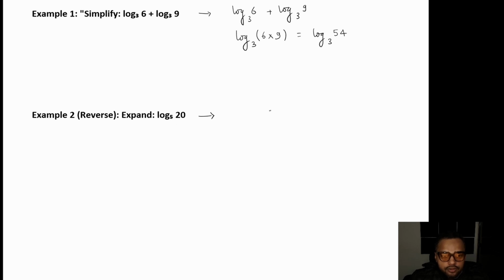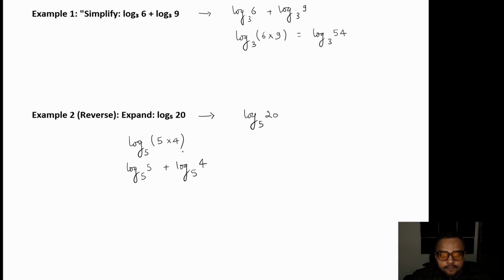Similarly, in this one we need to expand this logarithmic expression. They have given log of 20 with base 5. Can't we write 20 as 5 times 4? We can write. So if we expand this with the help of the log product law, what we'll get is log base 5 of 5 plus log base 5 of 4.